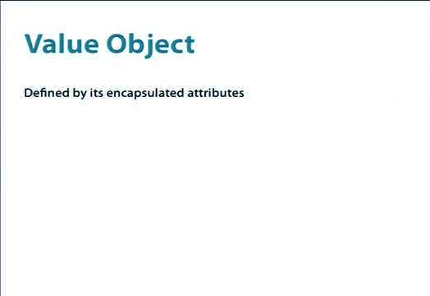Telephone number. If I asked most of you if a telephone number was a value object or an entity, you'd probably say it's a value object. But if you're building a phone switching system, a telephone number might in fact be an entity, not a value object.